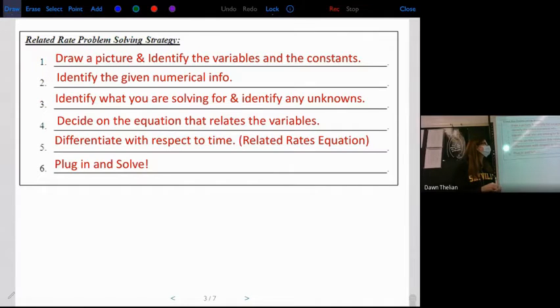Three is identify what you are solving for and any unknown values. What are we solving for? What's the ultimate question? But also any unknown values. Sometimes there's something that you don't know anything about, and that might take you on a little detour where you have to figure that out first before you can actually answer the question. So what am I looking for ultimately, and is there anything unknown that might be holding me back?